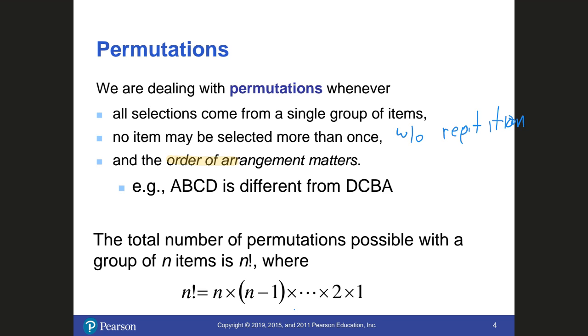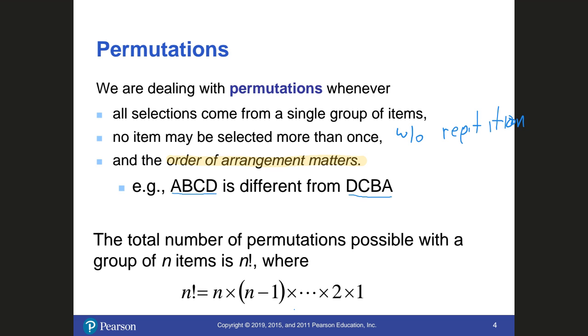And finally, the most important thing to remember when you're doing permutations is that the order of the arrangement matters. That's the most important thing about permutations. The order of the arrangement matters. So, for example, ABCD is a different permutation from DCBA because the order that you write those letters in matters. Those are different permutations.